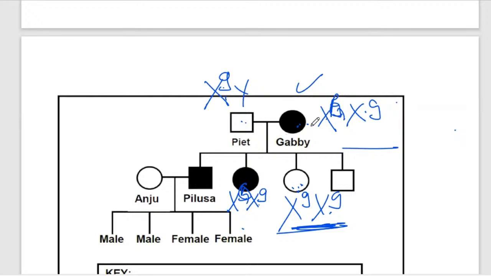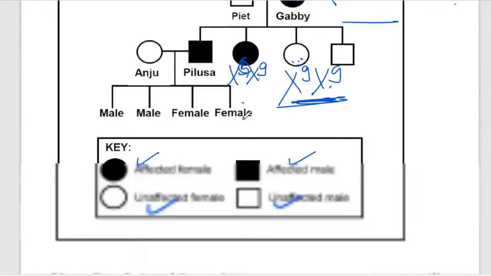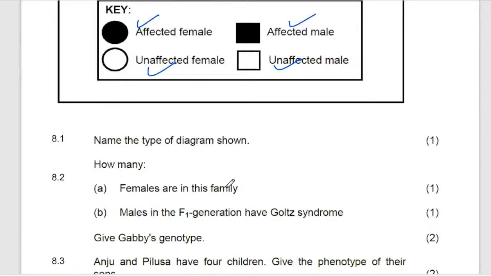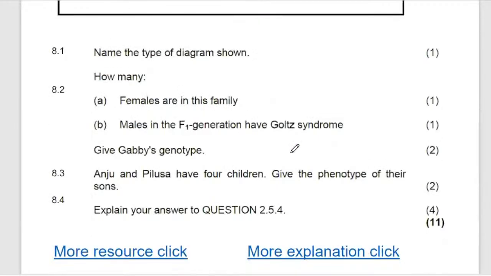You understand? Yes. Now, name the type of diagram: phylogenetic tree. They're asking how many females are in this family. We talked about them: 1, 2, 3, 4, 5, 6.